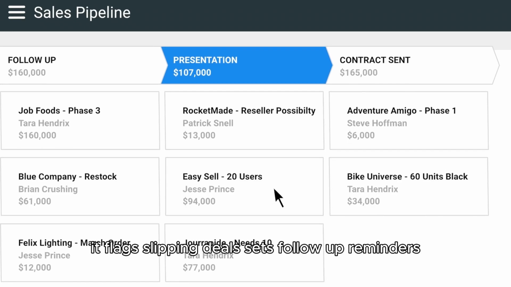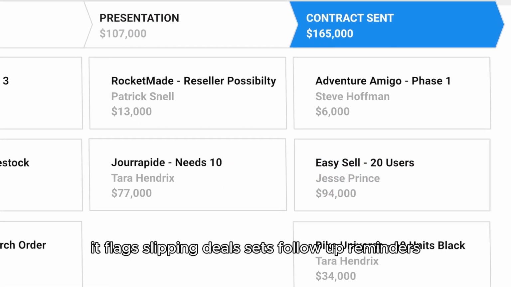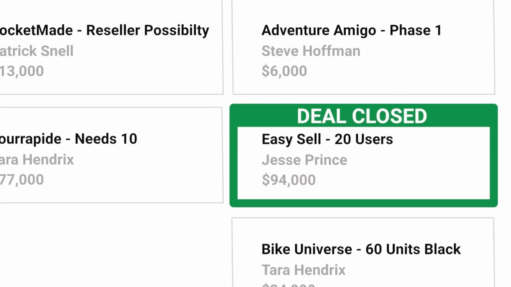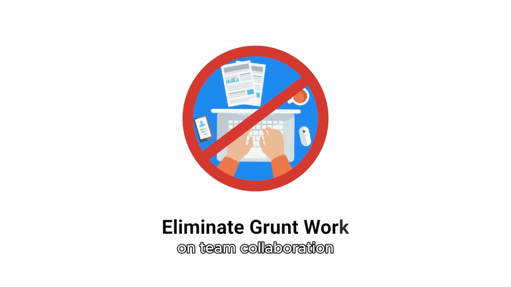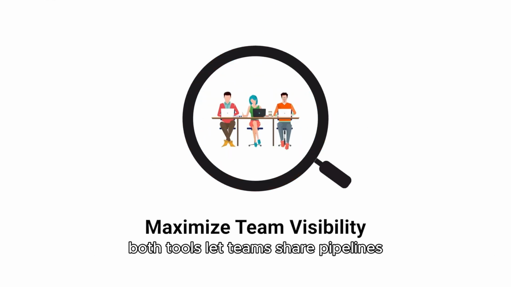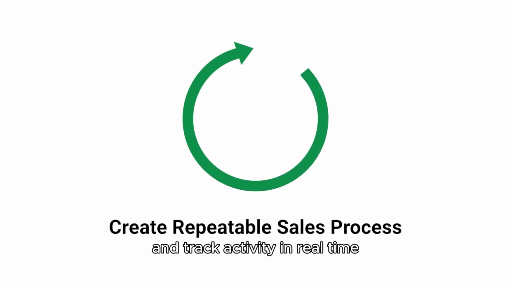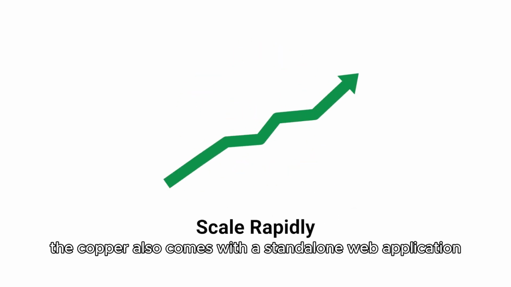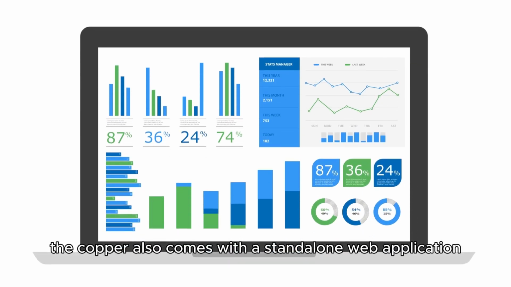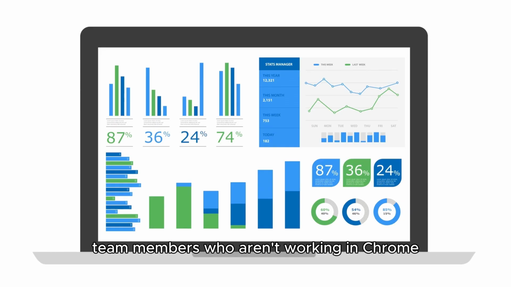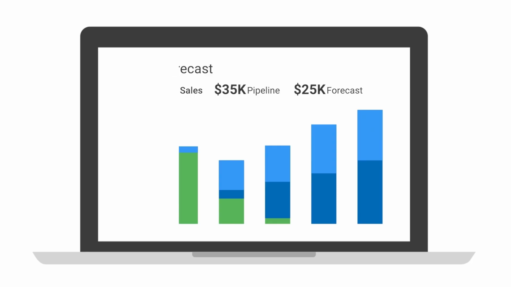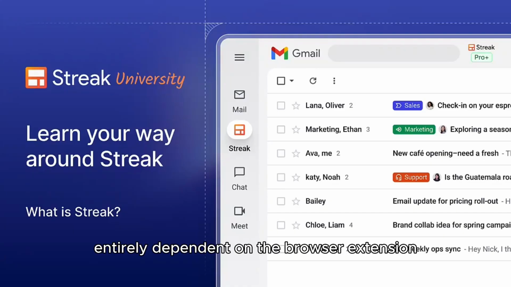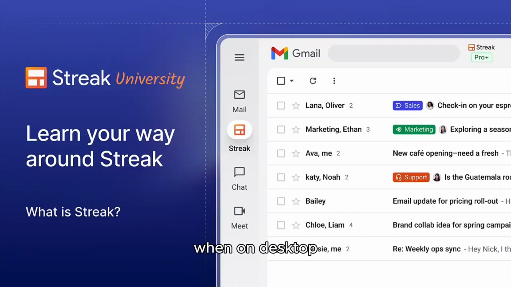It flags slipping deals, sets follow-up reminders, and generates email replies. Contact-level AI is thinner than what Streak now offers on team collaboration. Both tools let teams share pipelines and track activity in real time. But Copper also comes with a standalone web application. Team members who aren't working in Chrome can still access and update contact records. Streak is almost entirely dependent on the browser extension when on desktop.